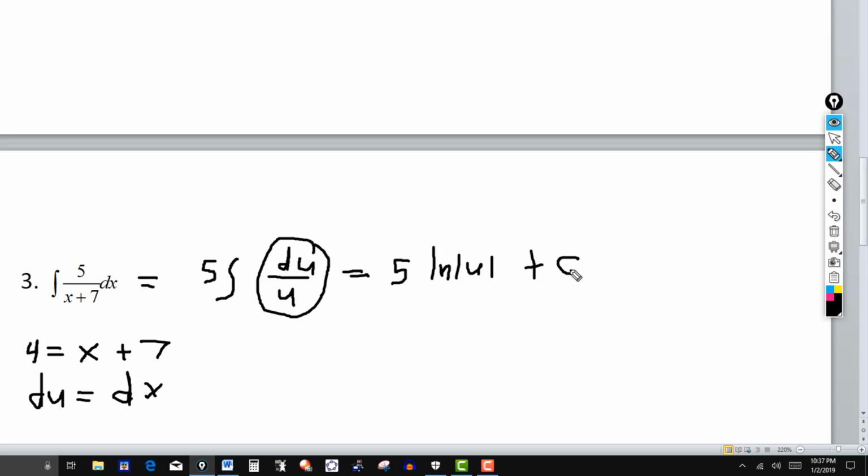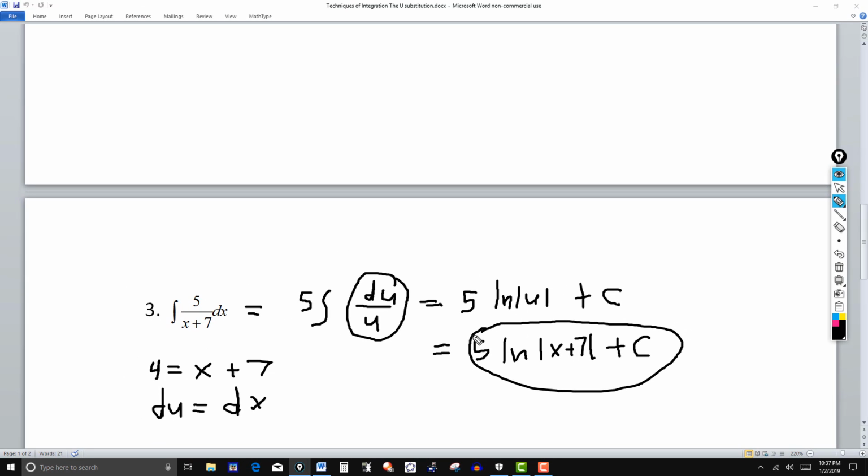And then always remember to go back to the original variable. So go back to your substitution. u is x plus 7. Go back and resubstitute for u. Absolute value of x plus 7 plus a constant. Again, you take the derivative of this, you're going to get 5 over x plus 7. That's one way to check it. That's your answer.